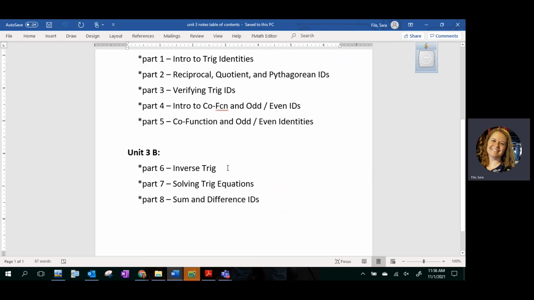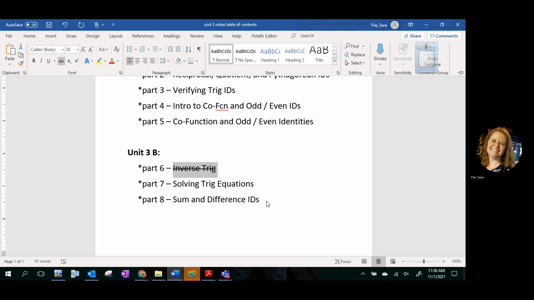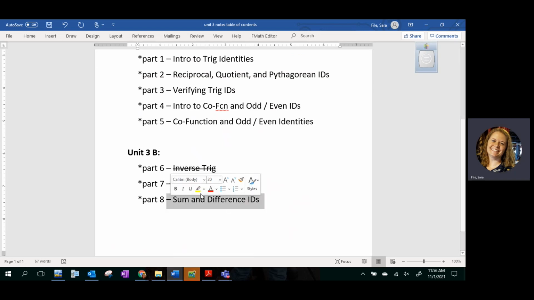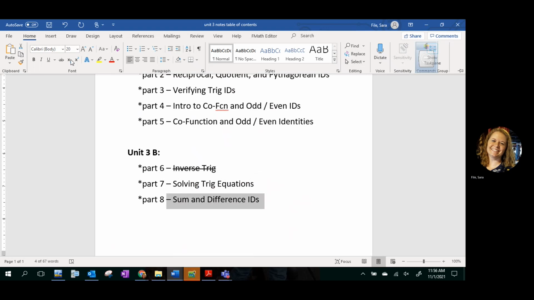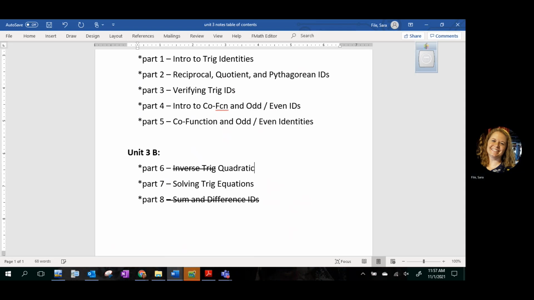Now, for B, what we have decided is we are not going to cover inverse trig or sum and difference IDs. Okay, what we are going to do instead of inverse trig is to lead us into solving trig equations. We are going to review quadratic equations and factoring. So that's the new paper that I handed out to y'all.